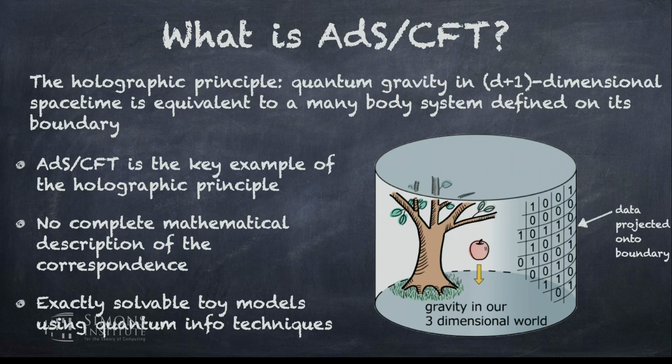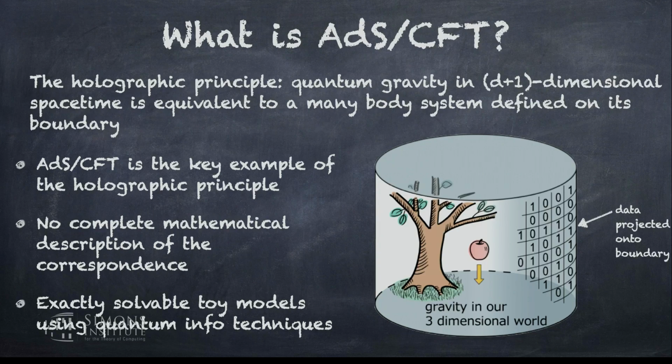And the issue is there's no complete mathematical description of this correspondence. And that's led to interest in trying to build toy models of the correspondence to gain some intuition for what's happening and to try and probe features of the duality. And it turns out that techniques from quantum information theory can be really useful in studying the correspondence and in building these toy models.